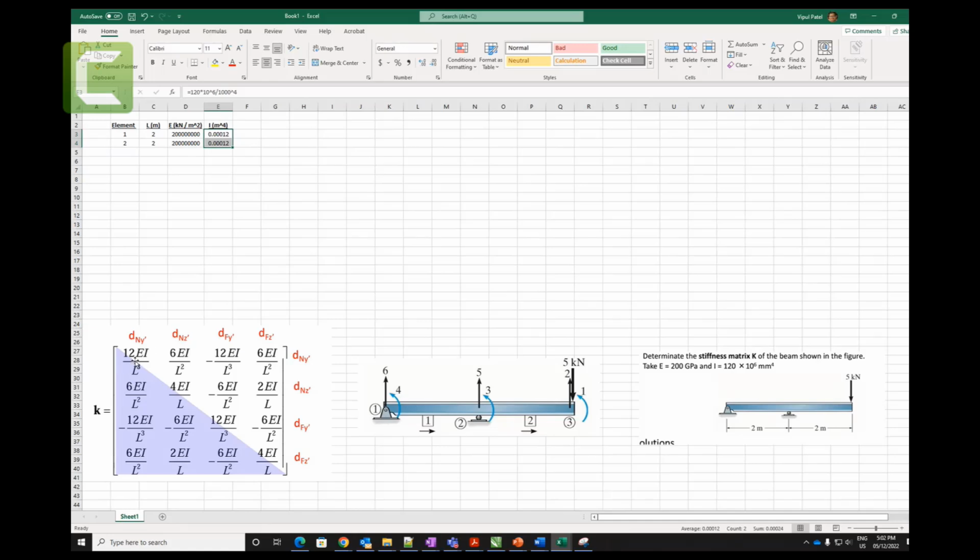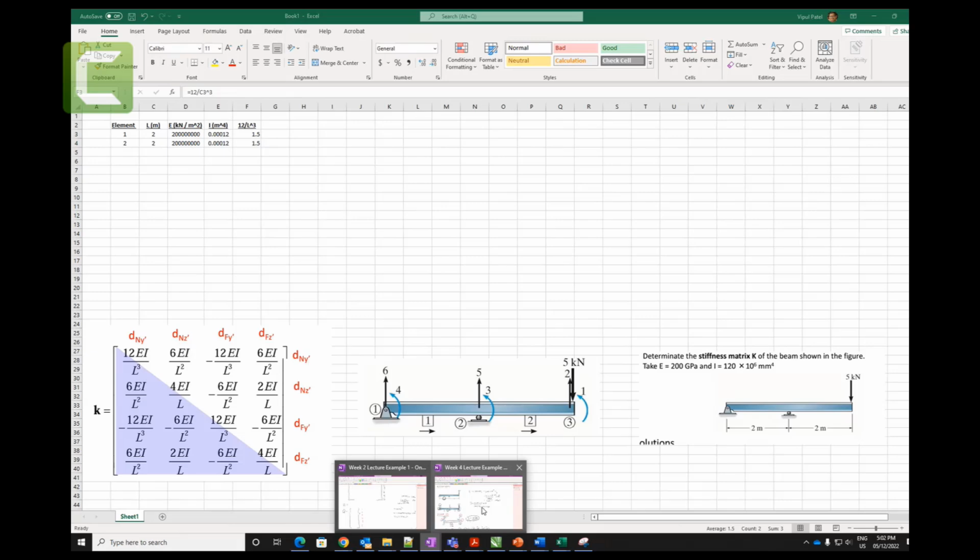Now we have a few things, 12 EI on L cubed, or we can do 12 on L cubed first, like we did it in the 12 divided by L cubed. So you can have, let's say, this one underlined and bold and in the middle. So 12, just equal sign, 12 divided by length cubed. And you can just drag it down for the second element, 1.5. So that's what we got, right? Remember that.